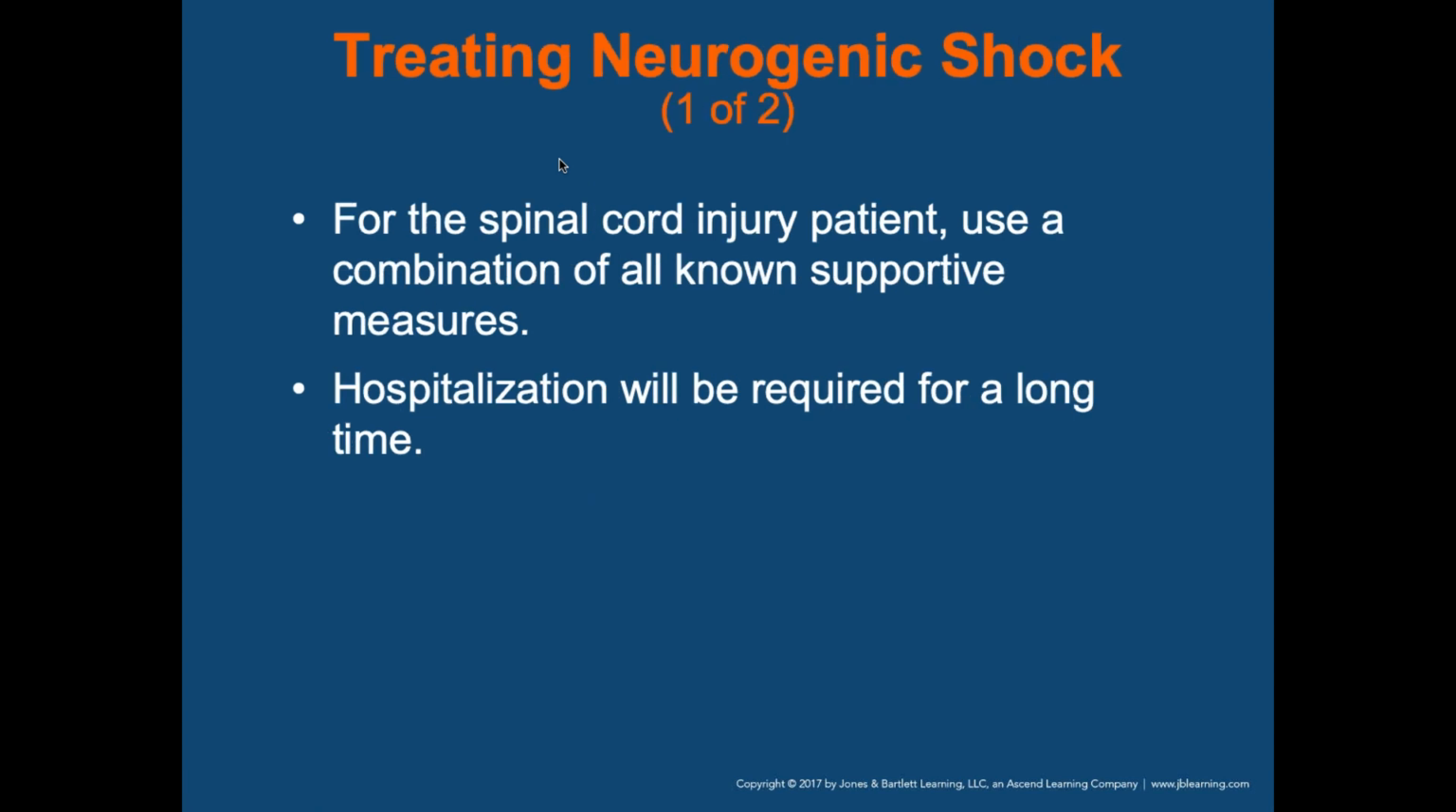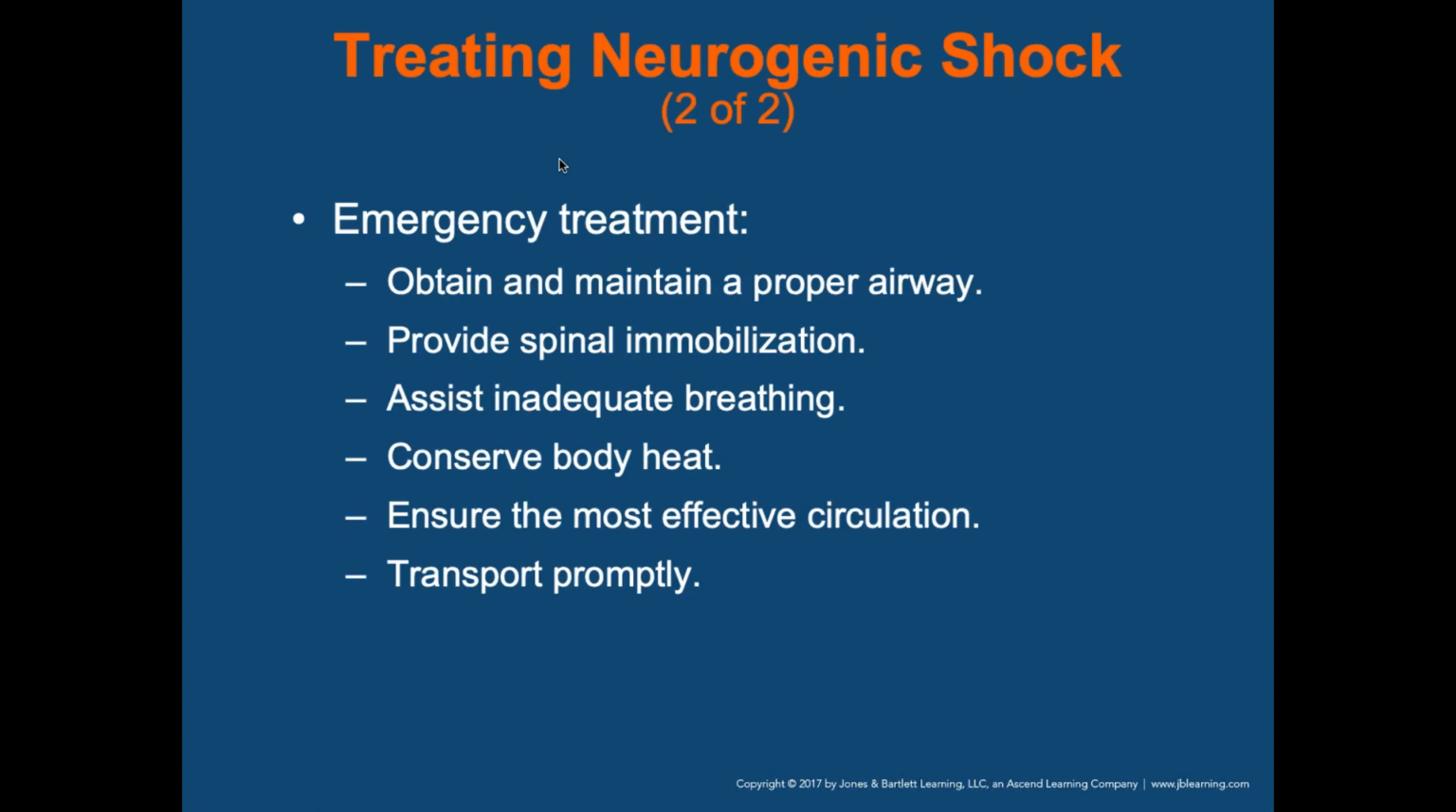Neurogenic shock for the spinal cord injury patient: use a combination of all known supportive measures that you have. Hospitalization will be required for a long time for neurogenic type shocks. So emergency treatment would be to obtain and maintain a proper airway, provide spinal immobilization, and assist in adequate breathing. If they're breathing too fast or too slow, assist them, conserve body heat, transport, and ensure the most effective circulation. So again, if lying them down, obviously they're going to be supine anyways, maybe the best option for these guys, and maintain a good airway.